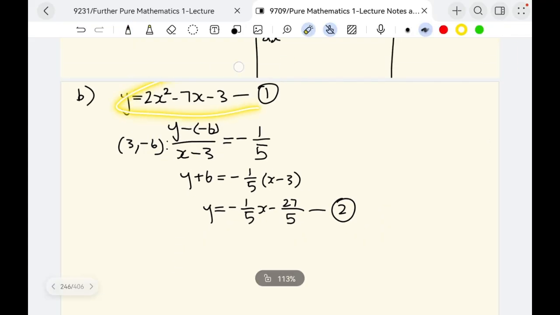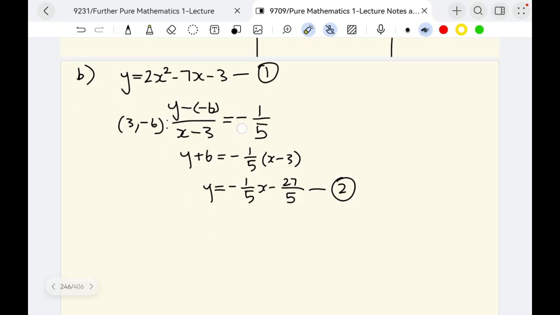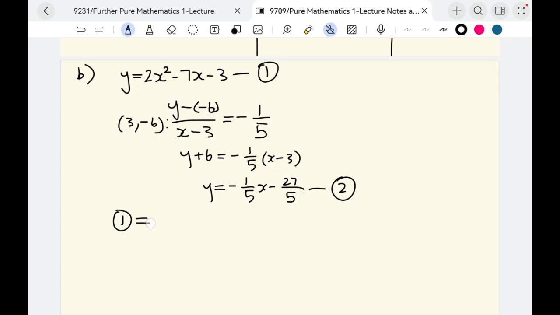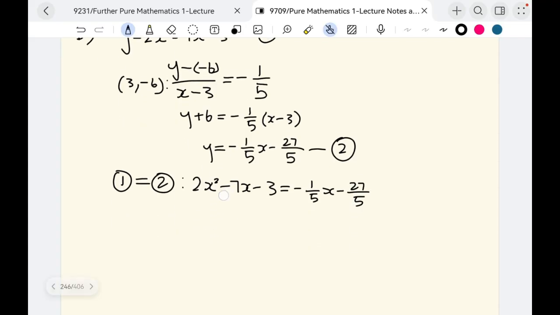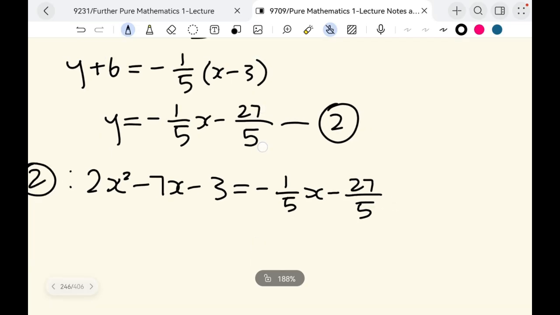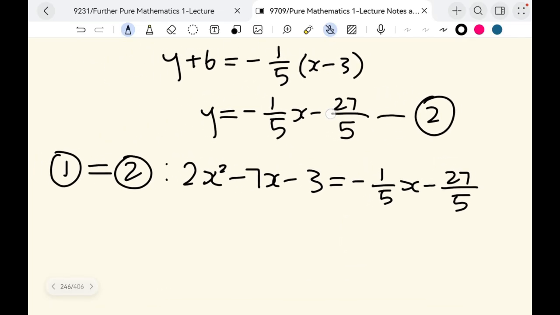Now you have obtained both equations of the curve and the normal. Now let's solve the simultaneous equations between the two variables in common. So equate equation 1 and equation 2, getting rid of the variable y first. So 2x squared minus 7x minus 3 is equal to negative 1 over 5 x minus 27 over 5. Sort and rearrange into the quadratic equation, which is equal to 0.